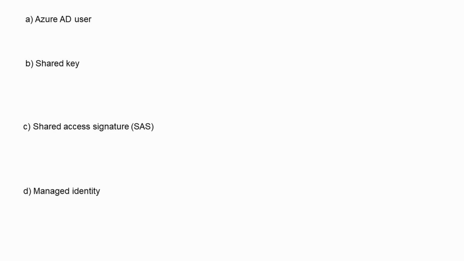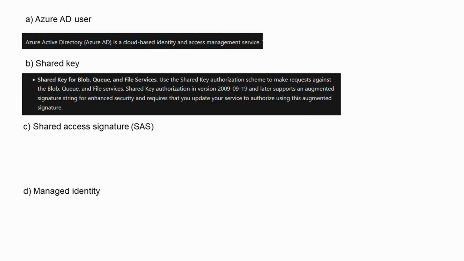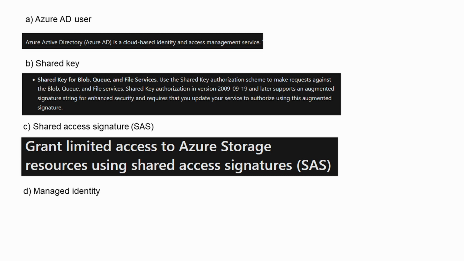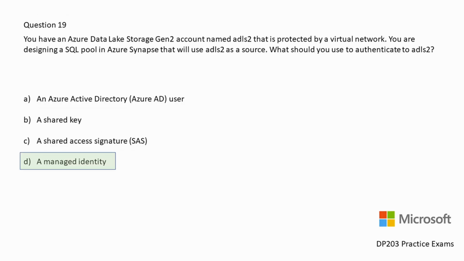Going through one by one here, Azure Active Directory is a cloud-based identity and access management service. So it's not the correct answer here. Shared key is used to get access to blob, queue, and file services. So it's not the correct answer here either. A shared access signature, or more commonly known as SAS, is for access to Azure storage resources. So we're getting close, but it's not quite there either. Finally, managed identity authentication is required when your storage account is attached to a VNet. So the correct answer here is D, a managed identity.